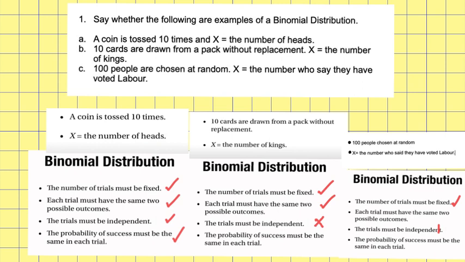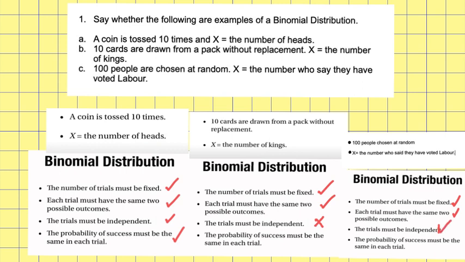Each trial must have the same outcome. Well, yes, they've either voted Labour or not voted Labour. The trials are independent. Well, yes, the trials are independent unless you put all the 100 people into a room and let them speak to each other. As long as the people are chosen at random, it is independent.